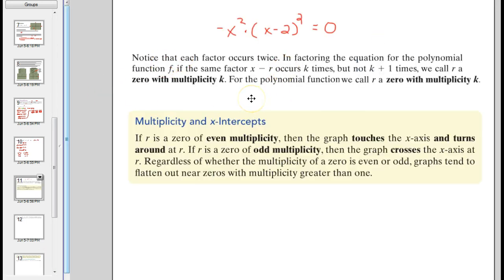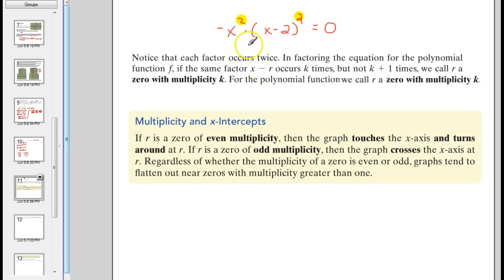So what this says here is, notice when we got to there, that each factor occurred twice. That's why I chose to write x minus 2 times x minus 2 as x minus 2 squared. Each factor occurs twice, and I know that from these powers. So if the same factor, x minus r, like x minus 2, occurs k times, but not k plus 1 times, okay? So it's not occurring 3 times, or we don't have it written over here another time. Then r, again the 2 right here, is a 0 with multiplicity k, right?